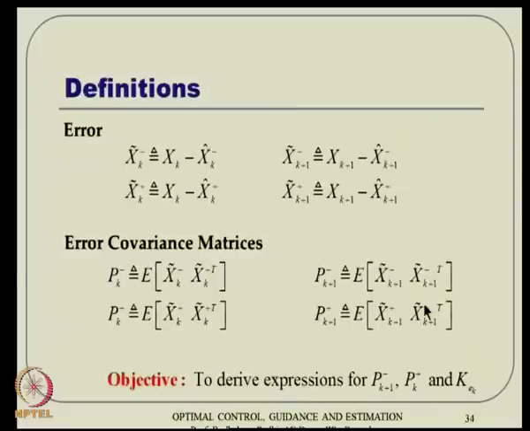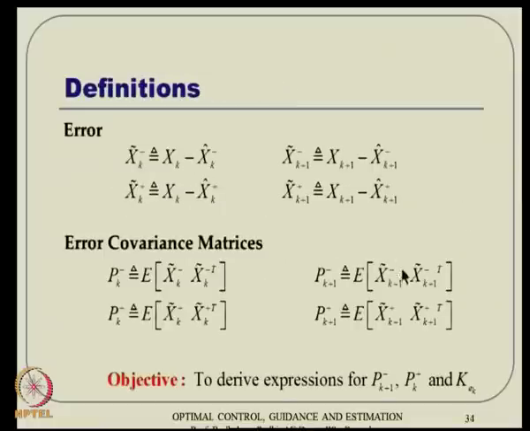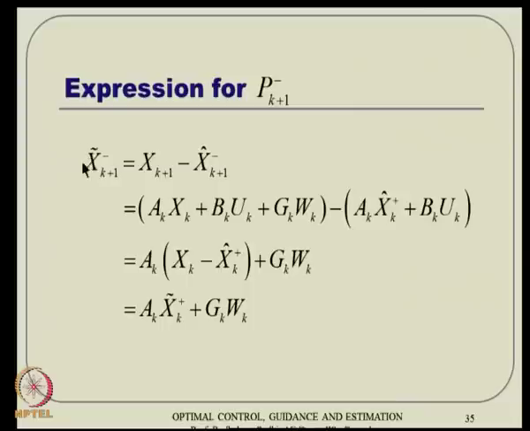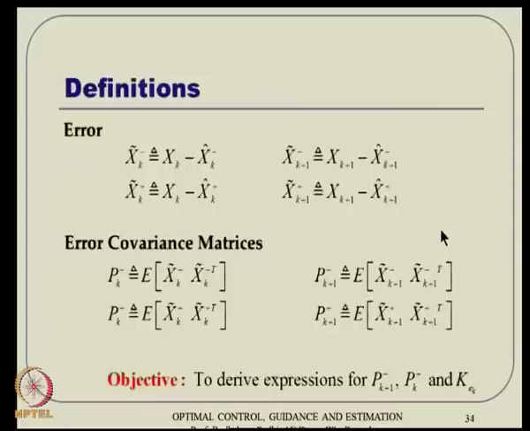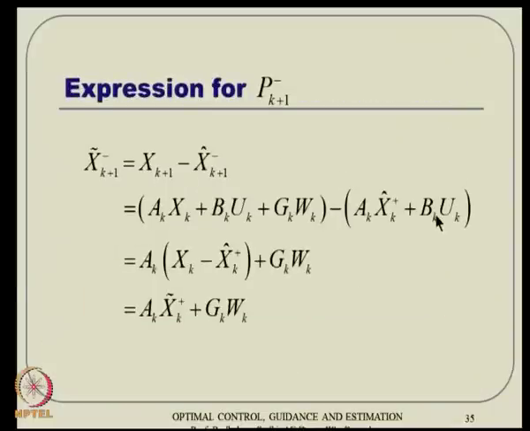To get these different quantities, we need to analyze this quantity first, because each term here is related to the system dynamics. Error is nothing but the true value minus the estimated value at k plus 1. The true value comes from the system dynamics, and the estimated value comes from the predictor corrector equation. This quantity is available, so put it back here.